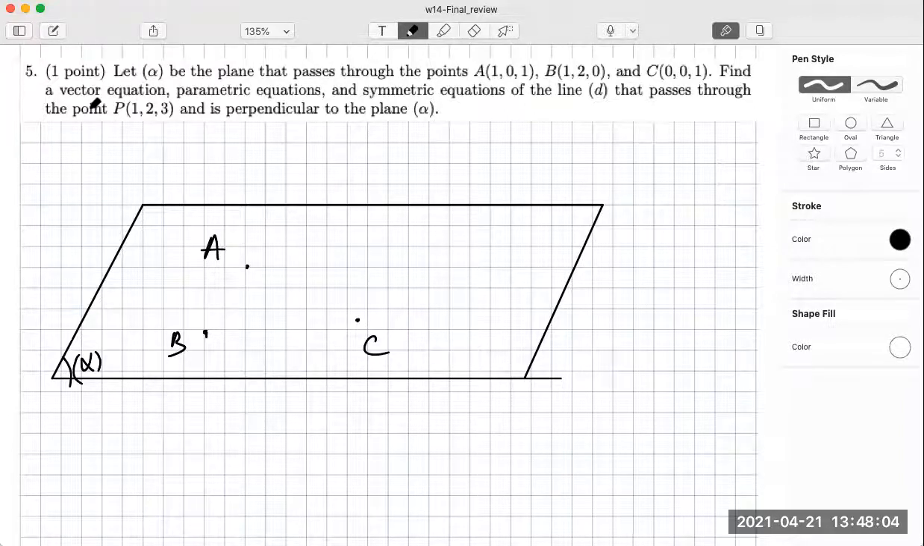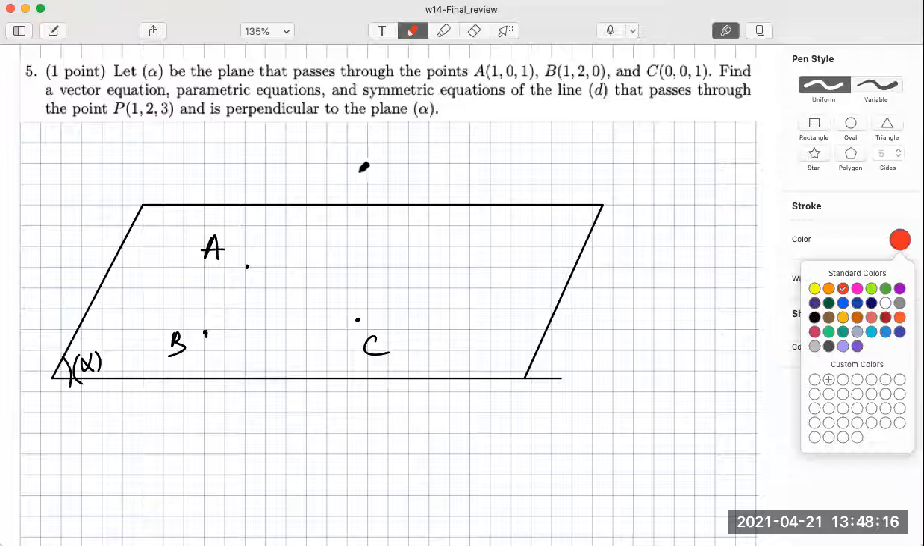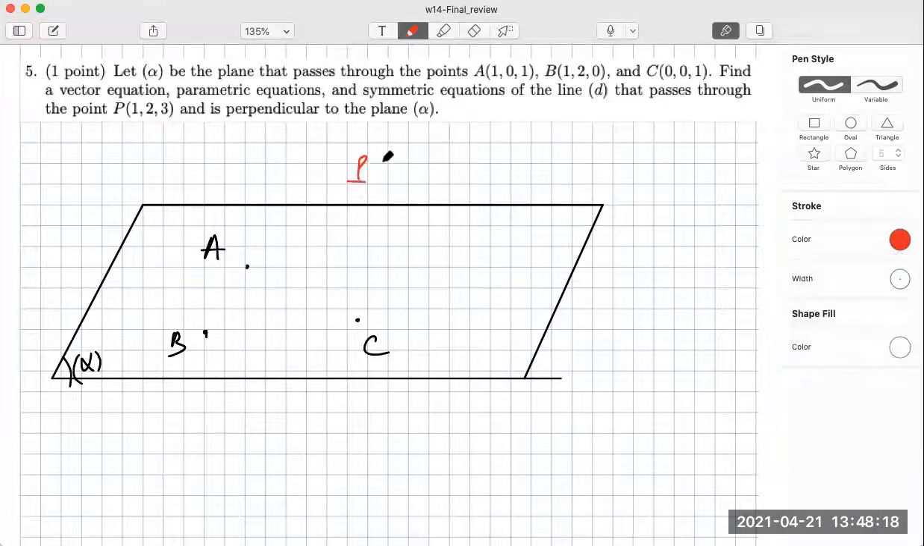And find a vector equation, parametric equation, and symmetric equations of the line D that passes through the point P, 1, 2, 3. We don't know where the point P is, but suppose it is outside of the plane here. It passes through this and is perpendicular to the plane alpha. It means that in this picture, it should be like this, right? And it is perpendicular to this plane, okay?